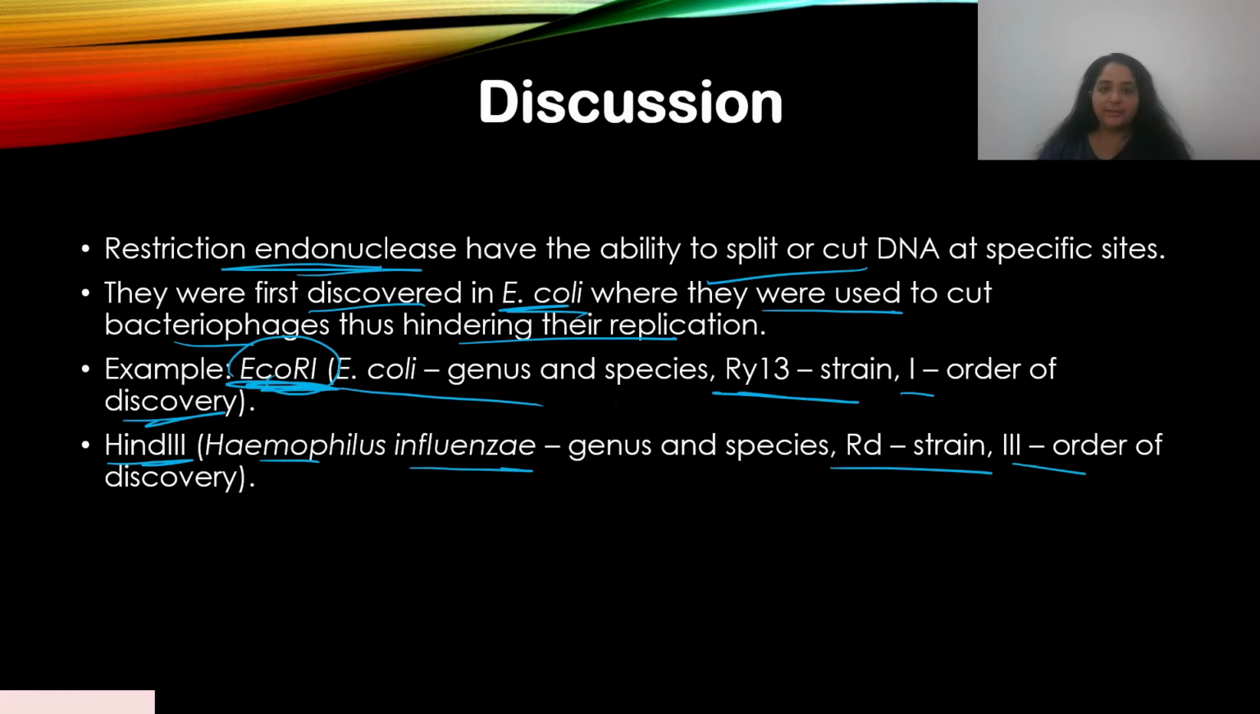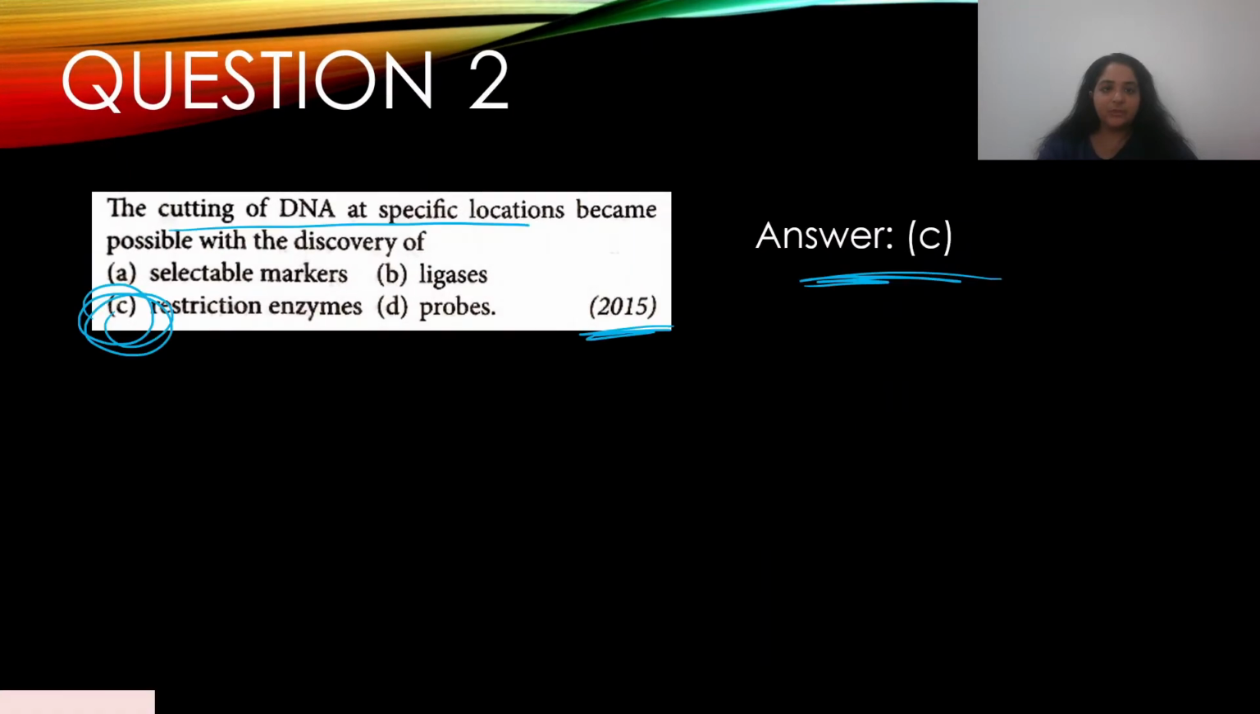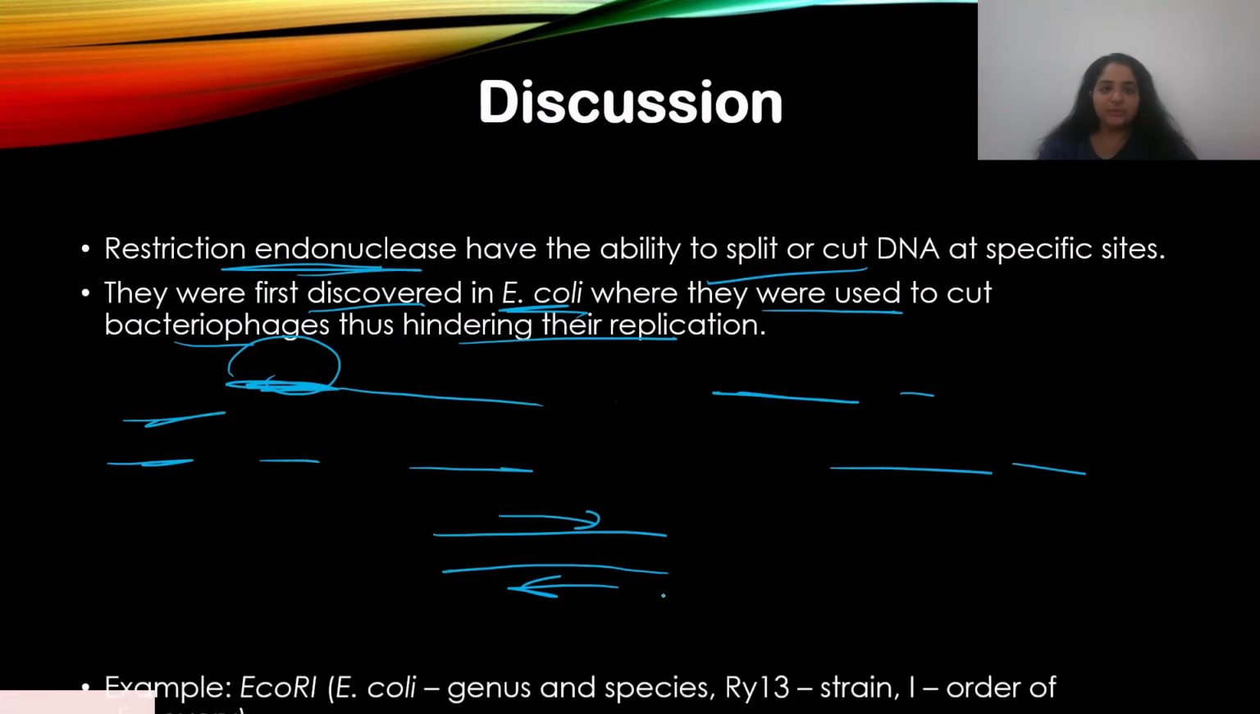Clear? And one more thing, we'll probably come to this later as we move on with the questions: they cut at specific sites that are palindromic. That means if it reads from left to right, it reads the same way from right to left. Those are palindromic nucleotide sequences. This was also again pretty simple. Let's move on then.